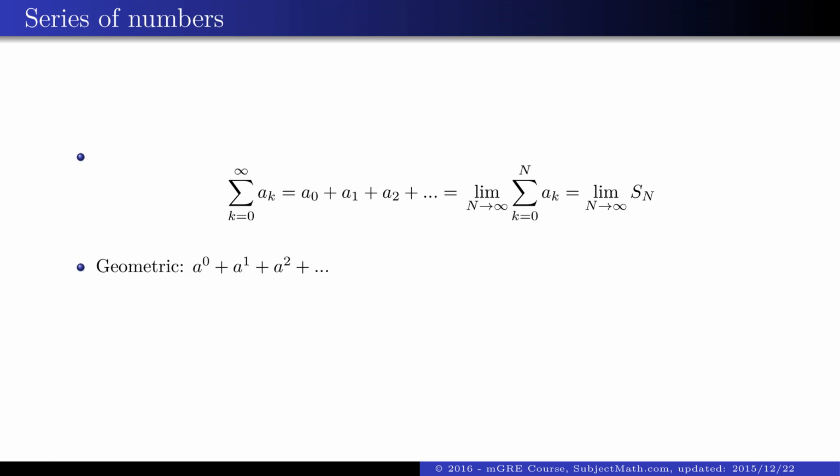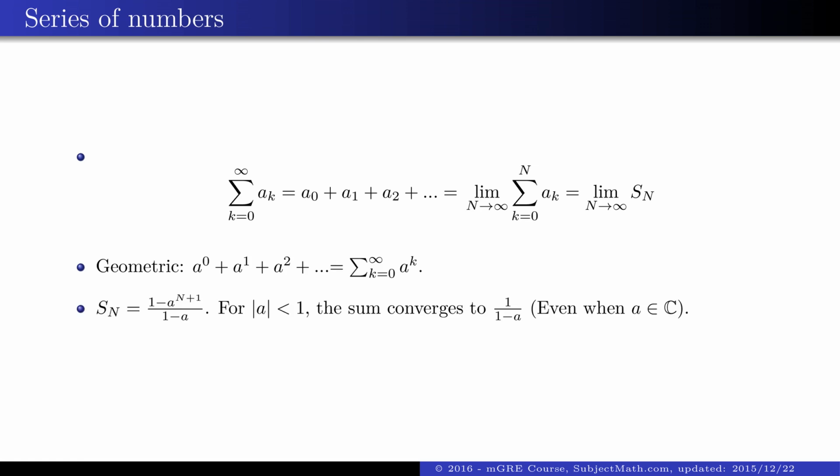The geometric series is a classic example, denoted as written here. Sn, in this case, is this well-known formula. By analyzing the limit, we see that the sum converges when the absolute value of a is less than 1.